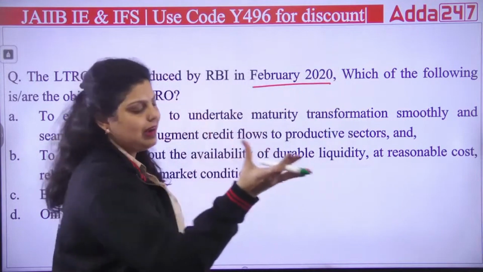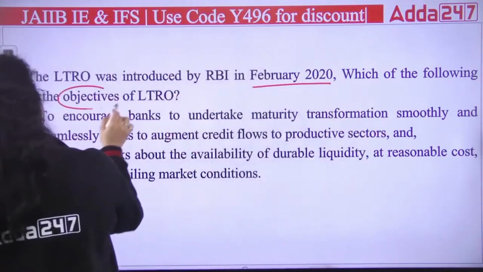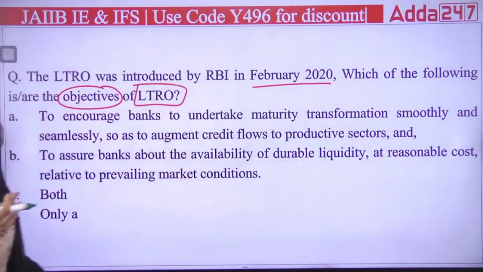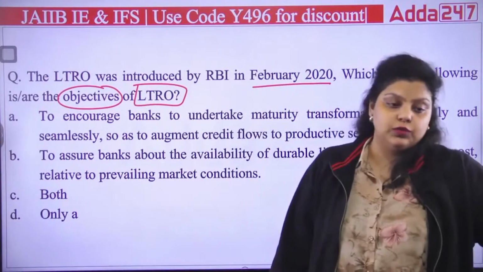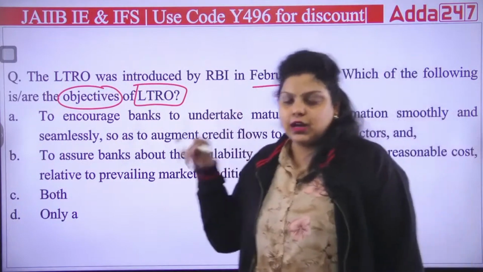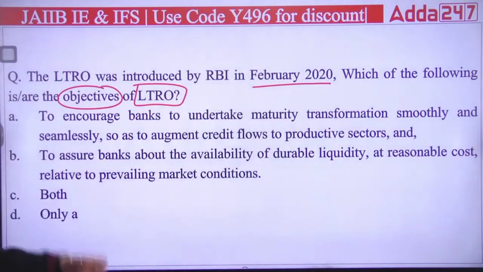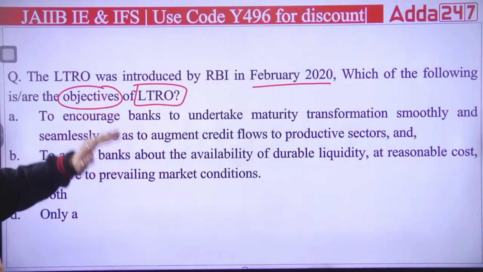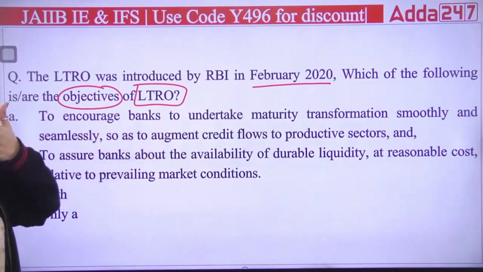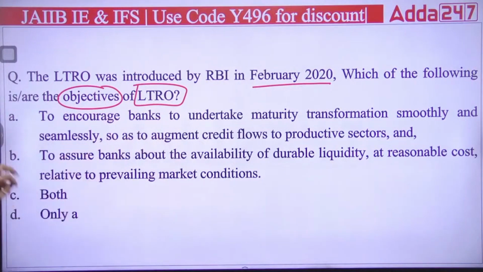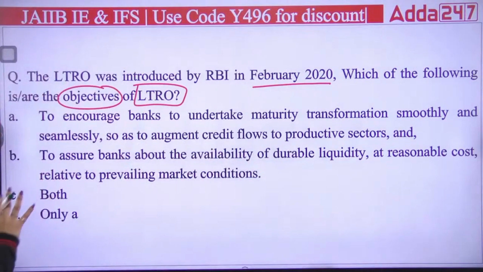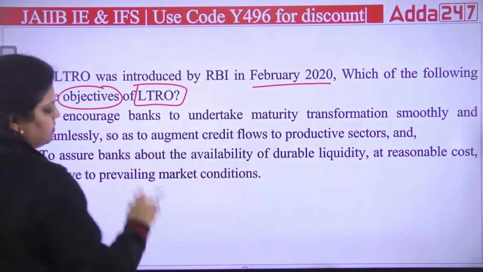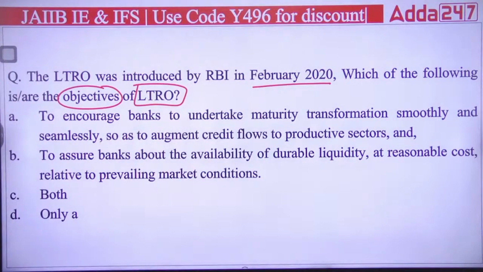2020 at the time of pandemic. Which of the following are the objective of LTRO? Why RBI have introduced LTRO in the year 2020, or I can say at the time the world was facing the pandemic? What was the reason out of these? So first is saying to encourage banks to undertake maturity transformation smoothly and seamlessly so as to augment credit flow to productive sectors. Second is saying to assure banks about the availability of durable liquidity at reasonable cost relative to the prevailing market conditions. Third is saying both. Fourth is saying only A.